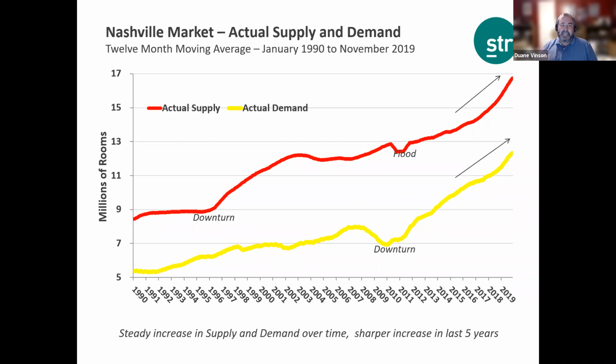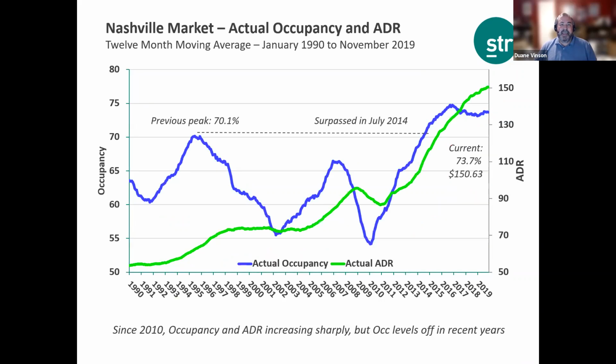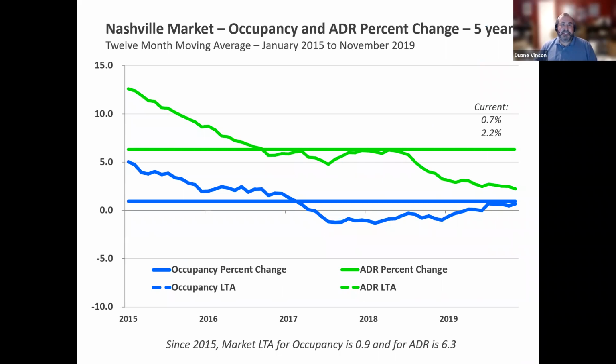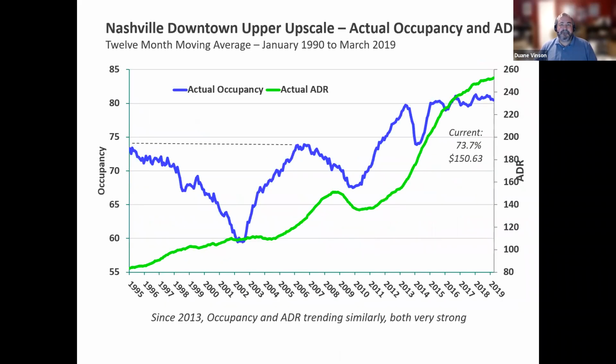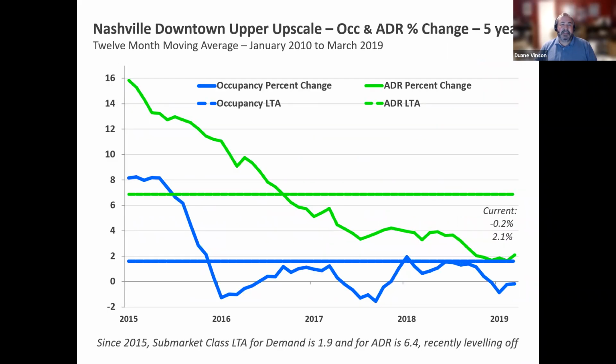So here's some examples. Again, you saw these in the market study, right? For Nashville, overall Nashville market here, supply and demand, occupancy and ADR actuals, percent changes, right? So these should look familiar to you.